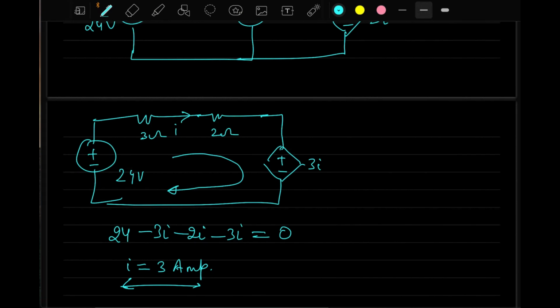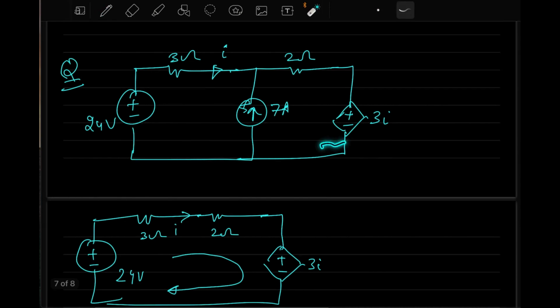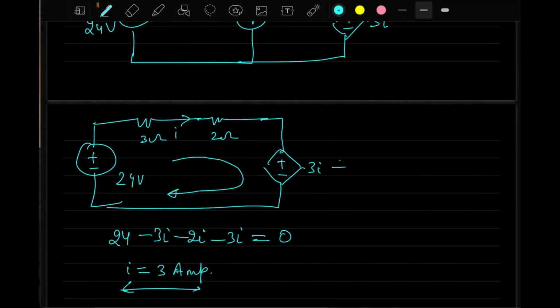In the second, now we are doing a superposition. Note, I am not changing the dependent source. So this will clear your doubts that this will not be deactivated or activated. It will always be there. So now in the second case, it will be a summation.